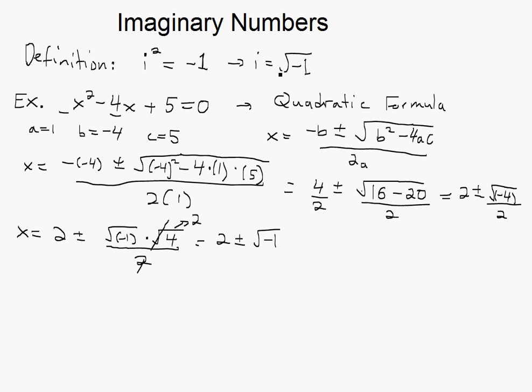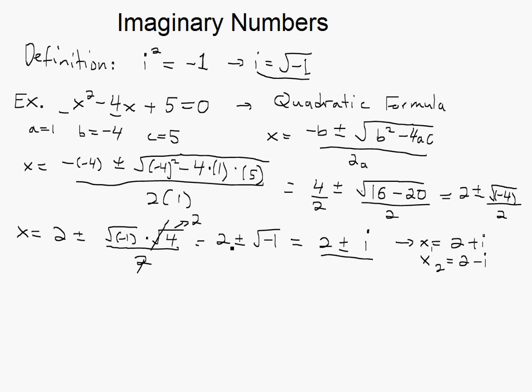From the definition, i is equal to the square root of -1, so this equals 2 plus or minus i. That is the solution. The plus or minus means we can have x1 equal to 2 plus i, and x2 equal to 2 minus i.